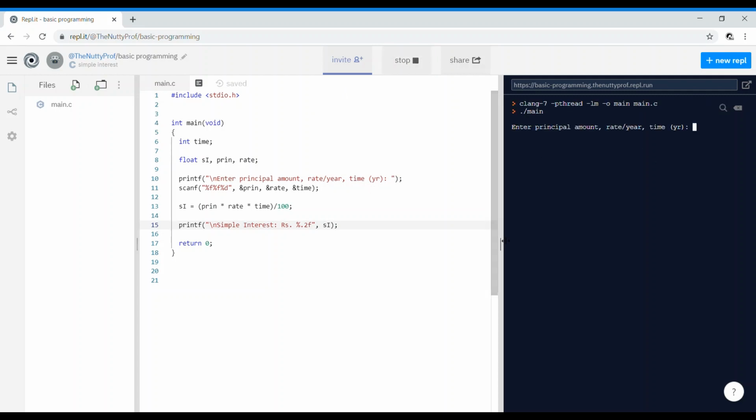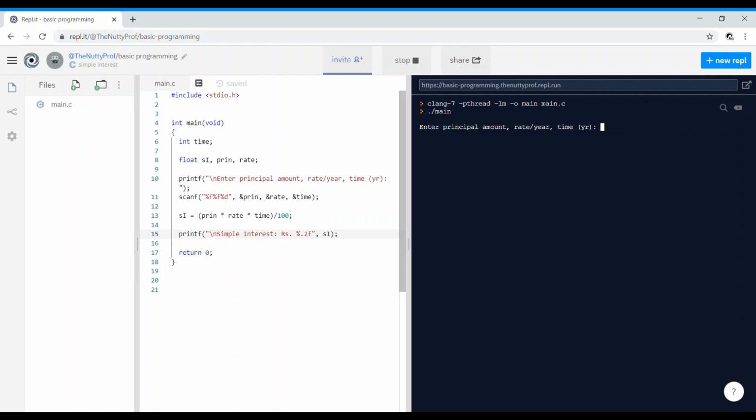Enter principal amount, rate and time. Let's say principal amount is 10,000 and rate you can write as probably 10%, and year, let's put it as 1 year. So this should be around, I think it should be 1,000. Yes, simple interest is 1,000.